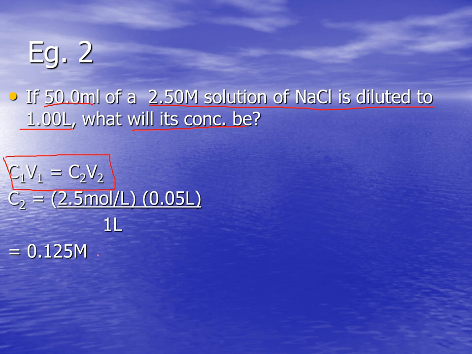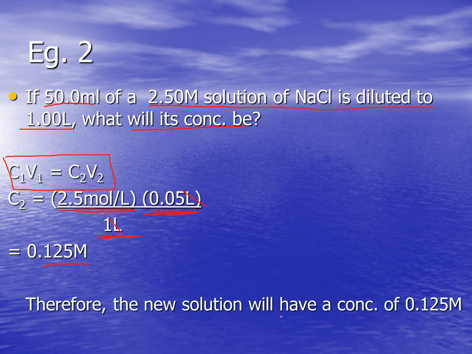And you're going to end up with a new concentration, taking the initial concentration, the initial volume, and dividing by the final volume. In this case, I've left it in liters. Liters cancels out, and I end up with my answer in moles per liter, which I have chosen to write as capital M. So the new solution will have a concentration of 0.125 moles per liter.